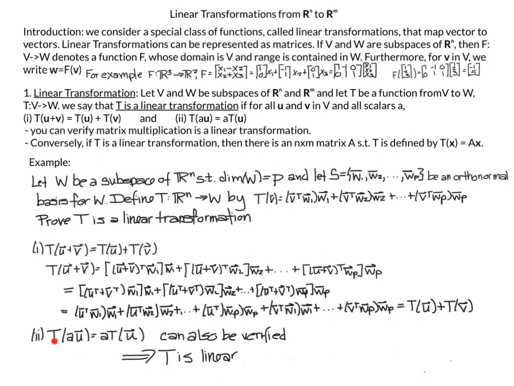The verification that T of AU is equal to A T of U is similar and can also be verified. By verifying both of these conditions, you can conclude that T is linear.